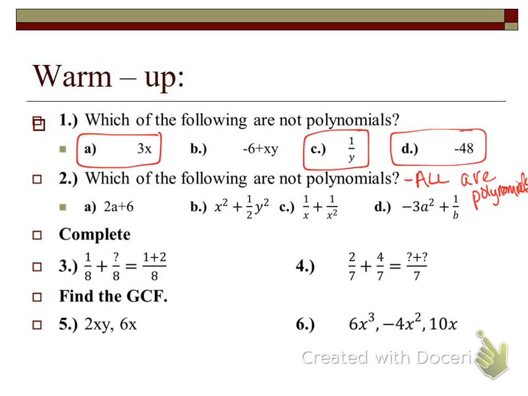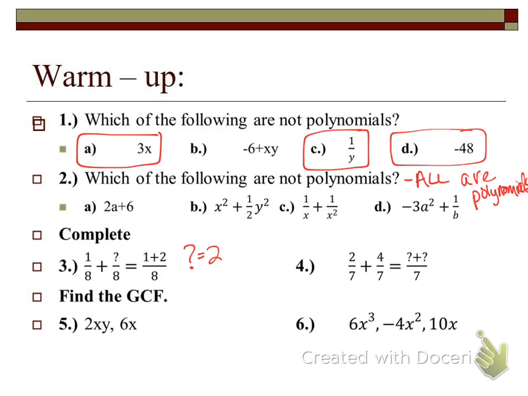All right, 3 and 4 are probably pretty easy for most people. What do you think belongs where the question mark is on 3? A 2. Okay, when we add fractions together, so the question mark here is a 2. When we add fractions, we need a common denominator. So if we're taking 1/8 plus 2/8, that's the same as 1 plus 2 all over 8.